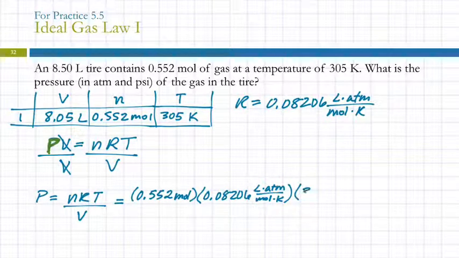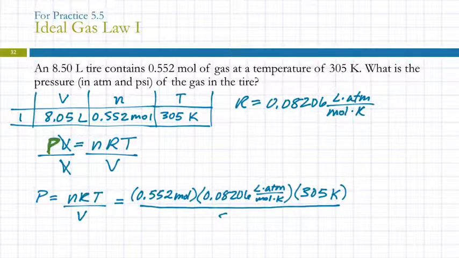Temperature, 305 Kelvin. And then in the denominator, I've got the volume, 8.05 liters. Before I do a bunch of math, I want to make sure that my units are okay. So in the numerator here, I've got moles, and here I've got a fraction where I'm dividing by moles. The moles cancel out. And the Kelvins cancel out as well. And now I've gotten rid of the denominator of that fraction, so I've just got liters times atmospheres here, and so the liters will cancel out.